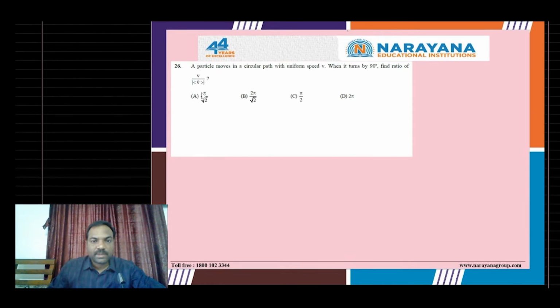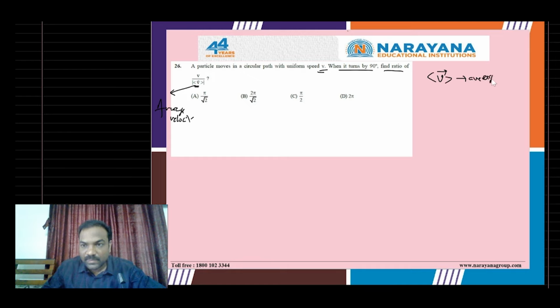Next, a particle is moving in a circular path with uniform speed v. Okay, when it turns 90 degrees, the ratio of v by v bar. This symbol is the thing you need to understand, that's called average velocity. See, they have given something like this, v bar. Something like this symbol stands for average velocity. Okay, displacement by time taken.